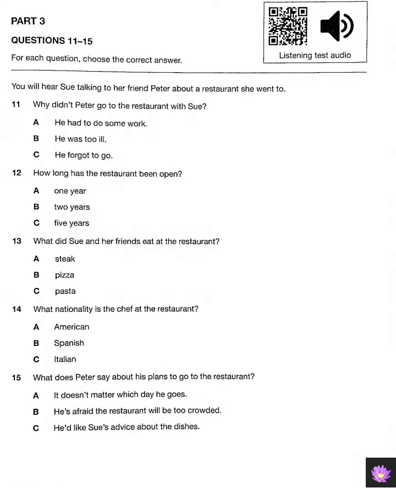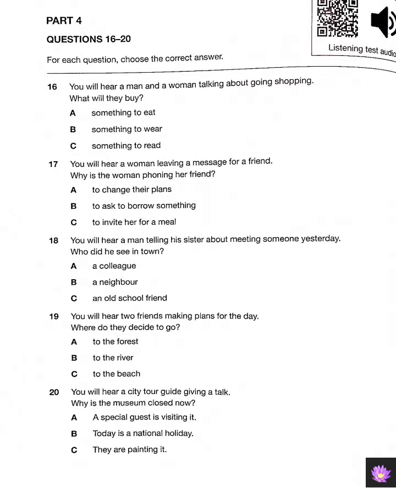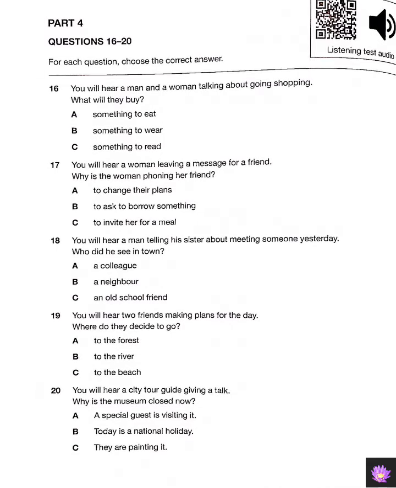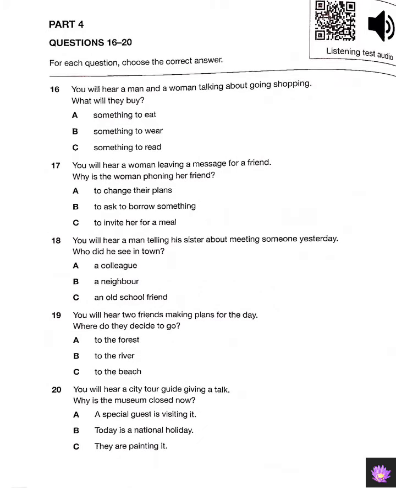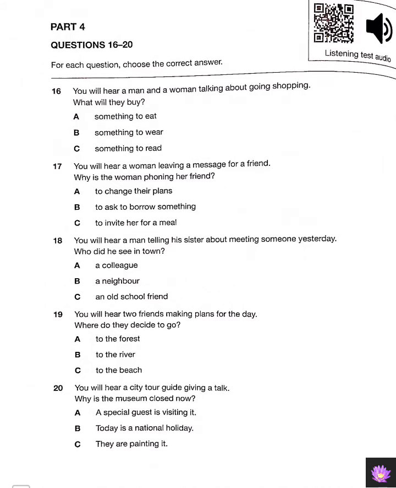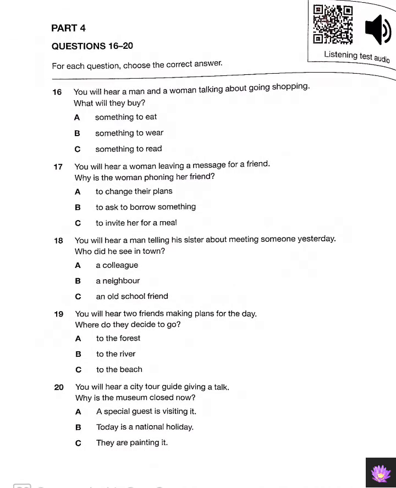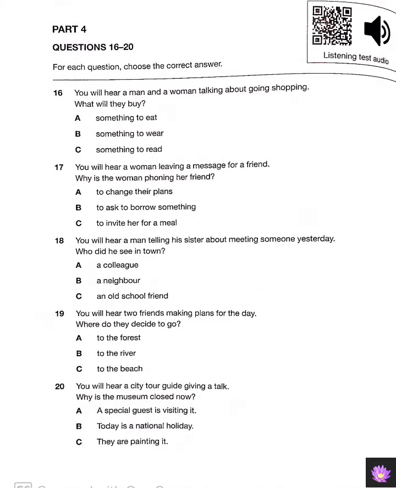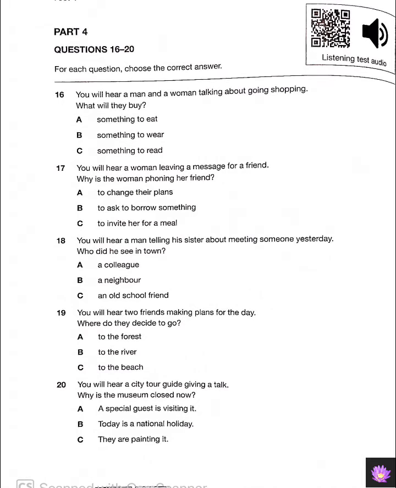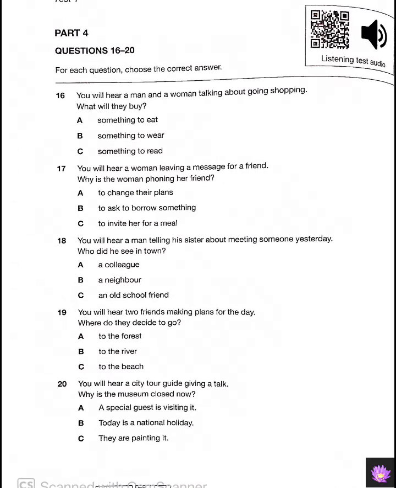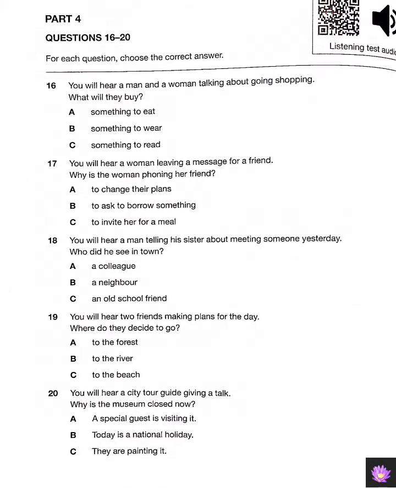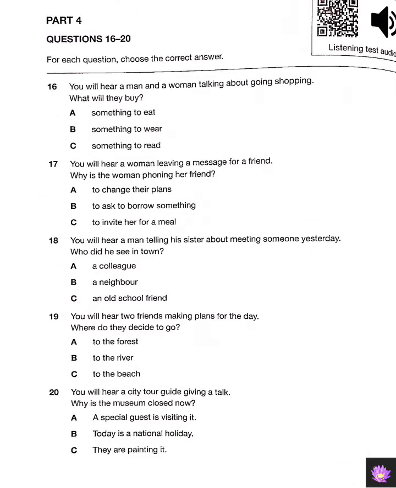That is the end of part three. Now look at part four. For each question, choose the correct answer. Sixteen. You will hear a man and a woman talking about going shopping. What will they buy?